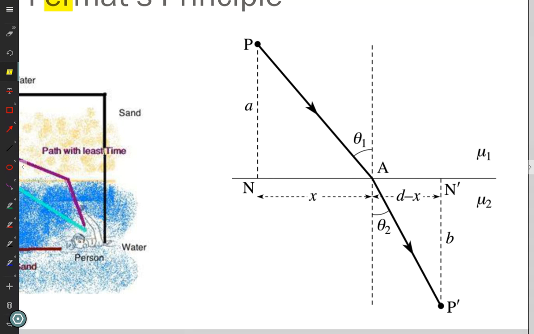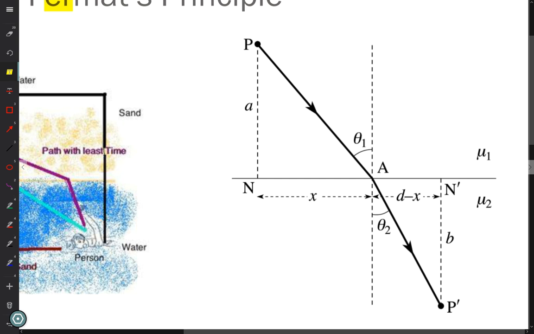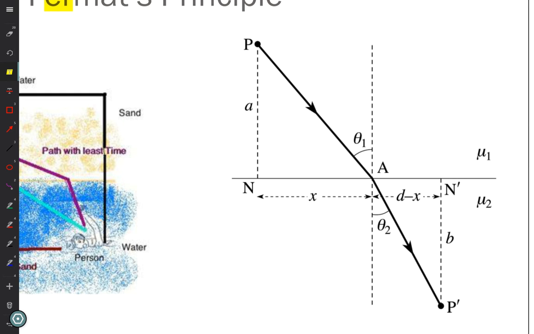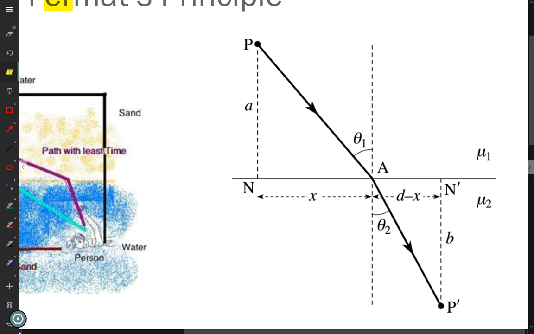So we have P, that's where the lifeguard stand is, where the lifeguard starts. P prime, where the person he's going to get to is. And just some variables to make life easy. A is the distance from the shoreline to the lifeguard stand. B is the distance from the shoreline to the drowning person. And X will be the distance from the normal.